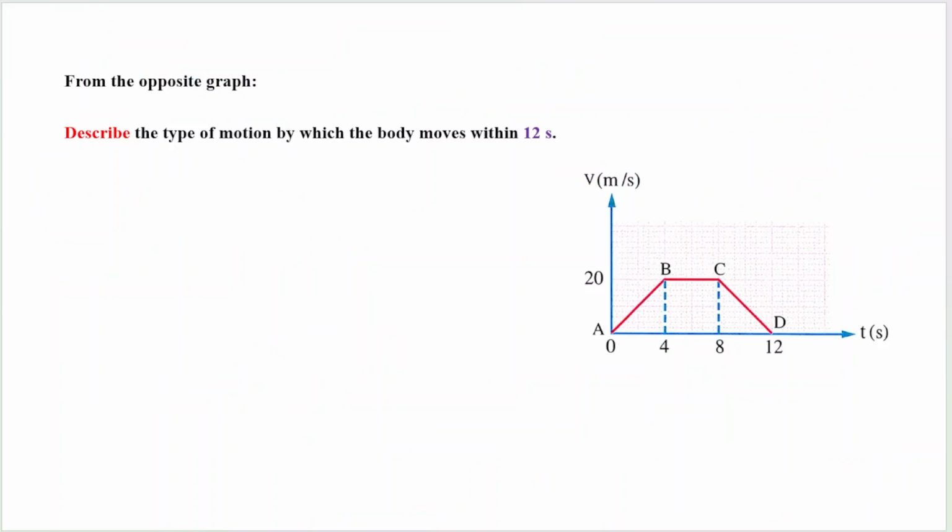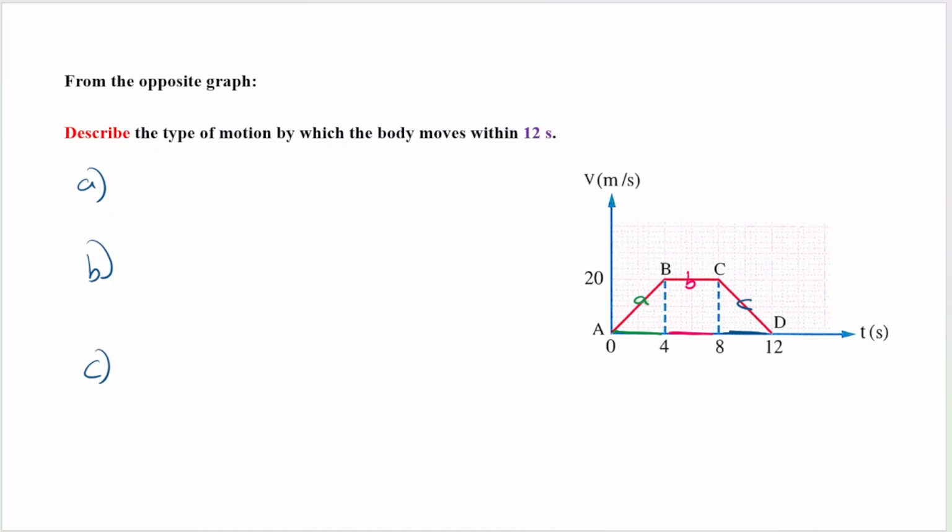Let's answer some questions. From the opposite graph, describe the type of the motion by which the body moves within 12 seconds. Can you see we have three intervals? The first interval is from 0 to 4, I will call it A. The second interval is from 4 to 8, I will call it B. And finally, the third interval from 8 to 12, I will call it C. So we have A, B, C.